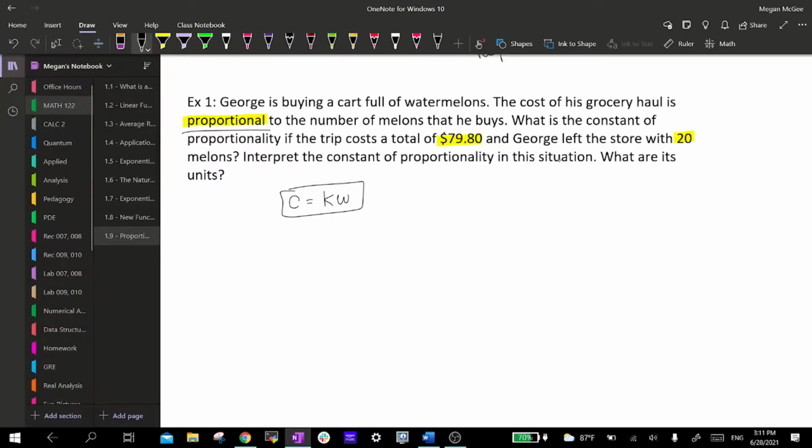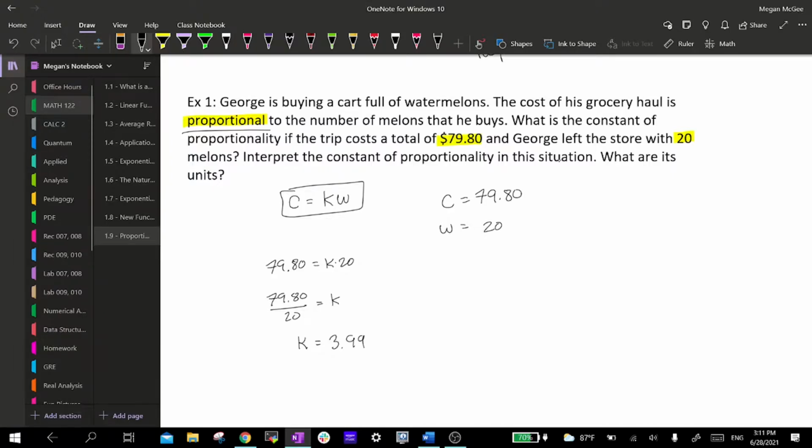All right, so what are we asked to find? We're asked to find the constant of proportionality. All right, we're given that the total cost is $79.80 and the number of watermelons is 20. So we have $79.80 is equal to K times 20. And we need to find the constant of proportionality. So we'll divide both sides by 20. Get 79.80 over 20 is equal to our constant of proportionality, which gives us K is equal to 3.99.